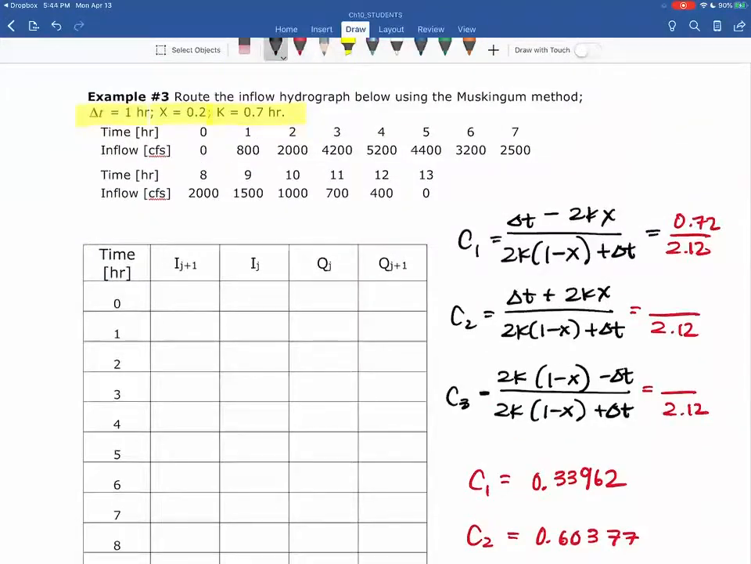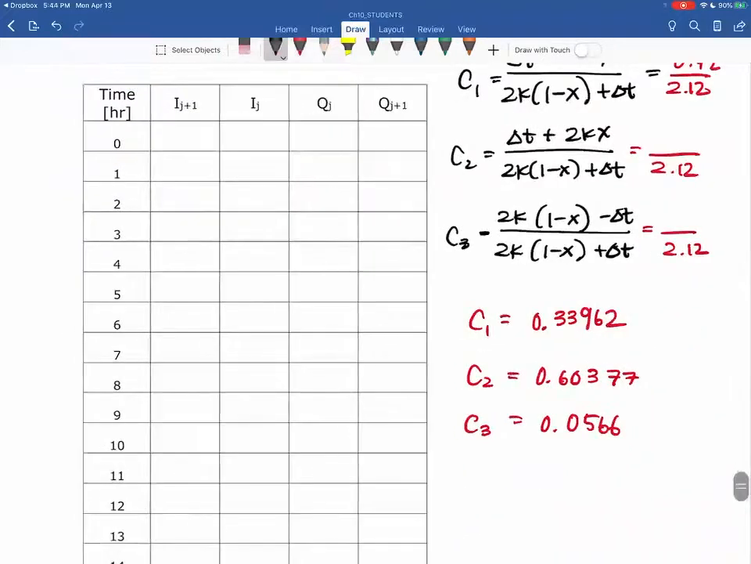Now, if you sum all of these up, you should get pretty close to one, right? 0.33962 plus 0.60377 plus 0.0566 is 0.99999. So pretty close to one.